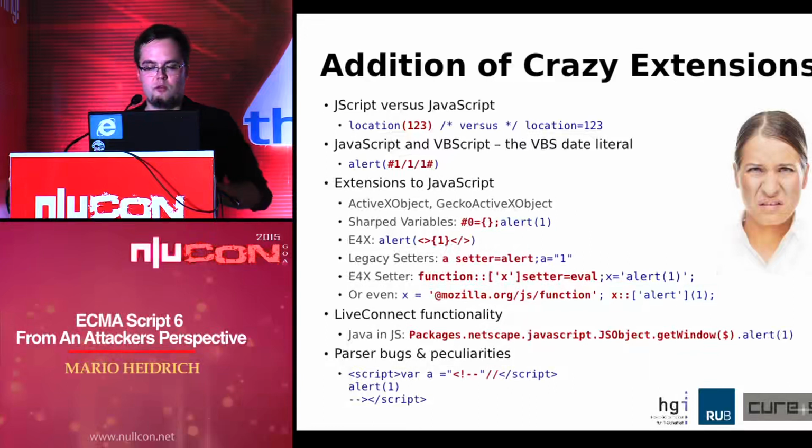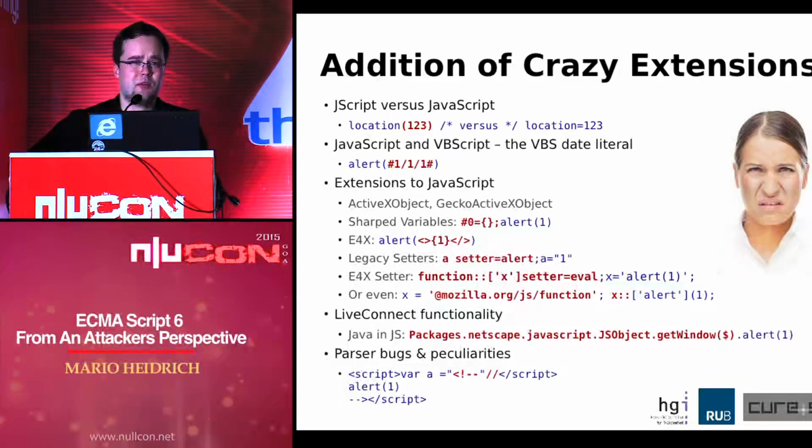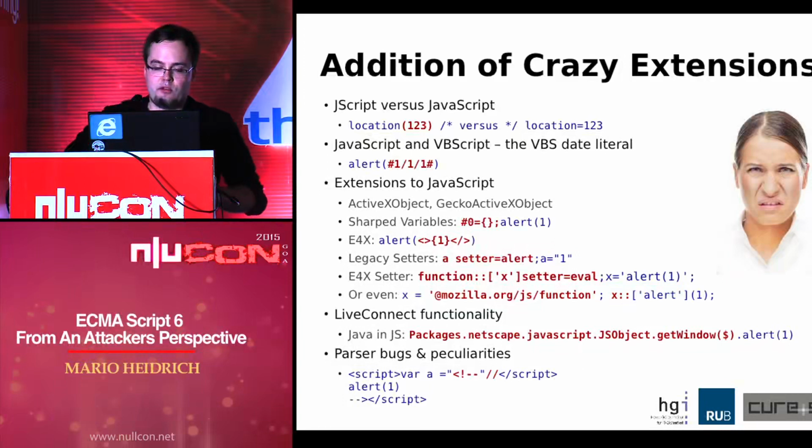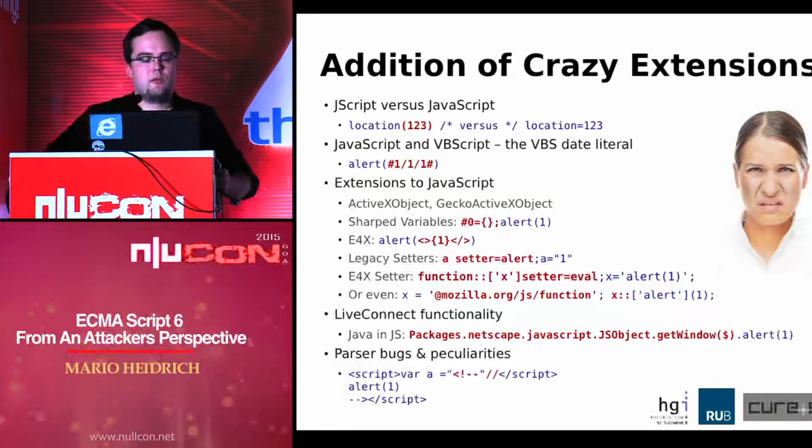So you would be able to execute packages, .netscape, .javascript, .jsobject, .getWindow, then pass in a reference, could be anything, and just simply execute alert. Needless to say that you could execute more than just the alert, but that is not the scope of this talk. There's interesting parser peculiarities that we see, for example, in Internet Explorer.